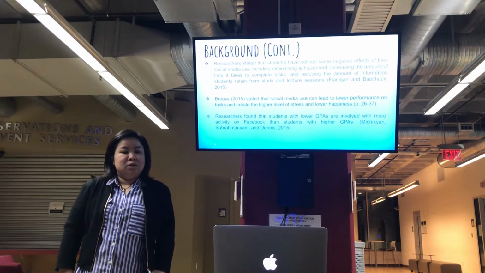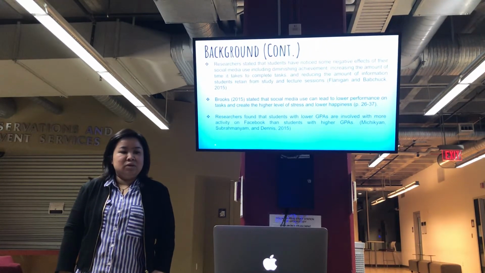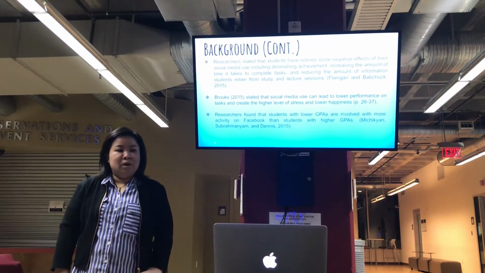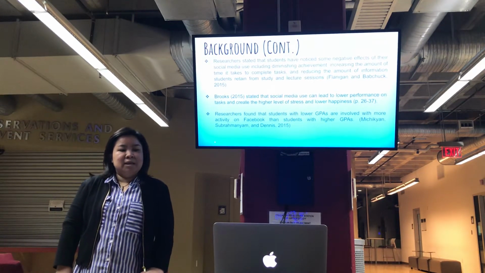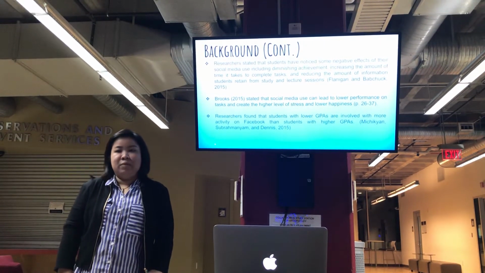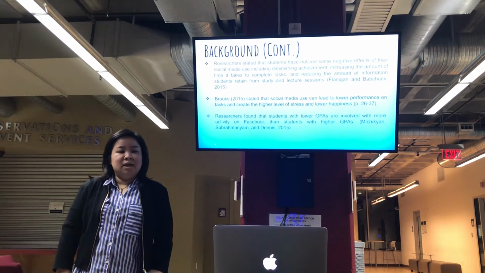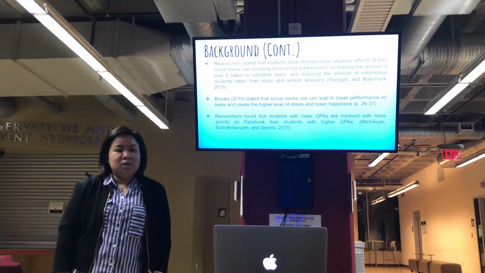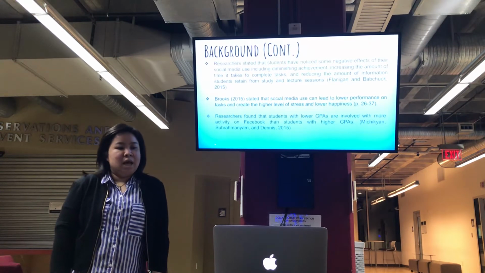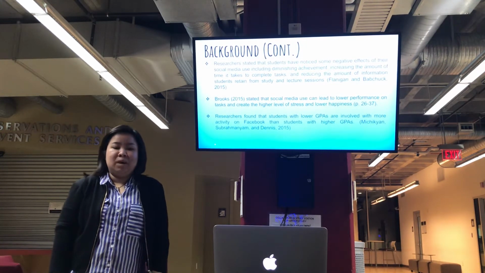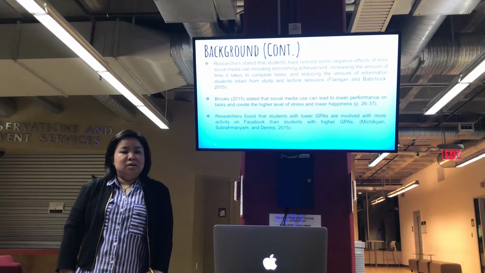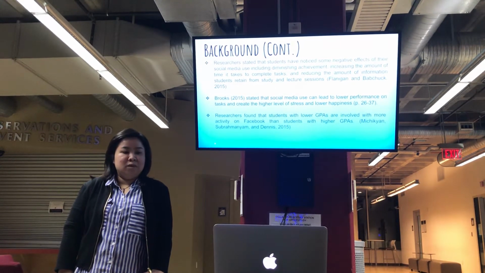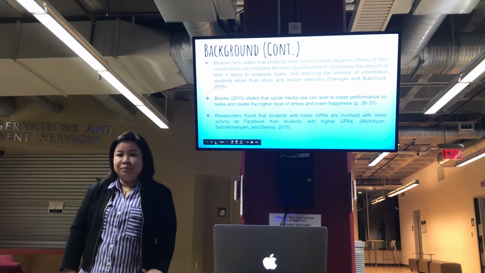Researchers also state that students have noticed some negative effects of their social media use, including diminishing achievement, increasing the amount of time it takes to complete tasks, and reducing the amount of information students retain from study and lecture sessions. Brock also states that social media use can lead to lower performance on tasks and create a higher level of stress and lower happiness. Researchers found that students with lower GPA are involved with more activity on Facebook than students with higher GPA.